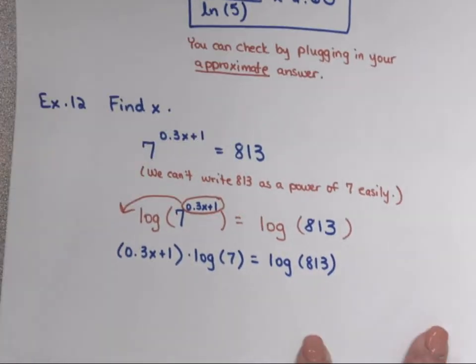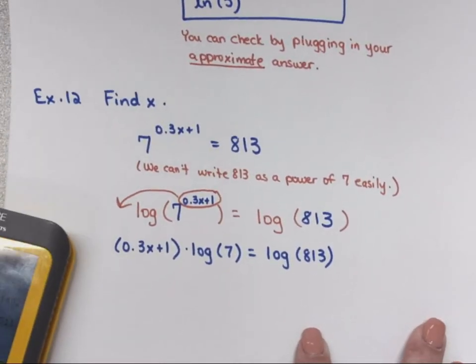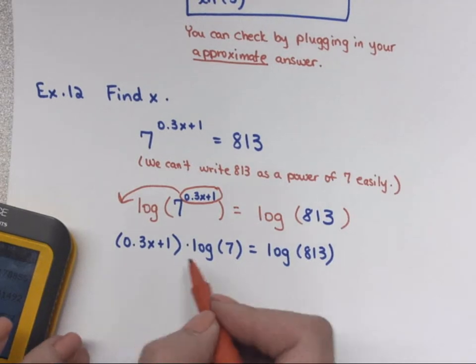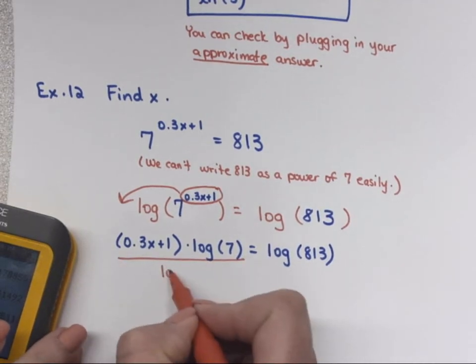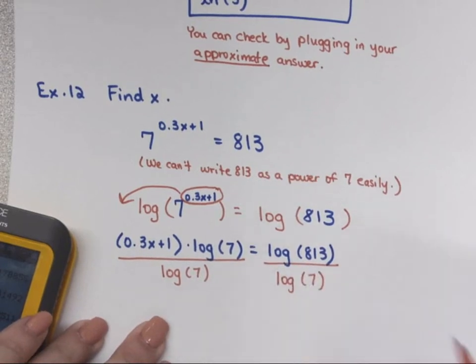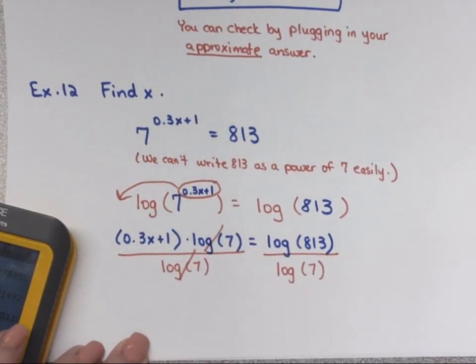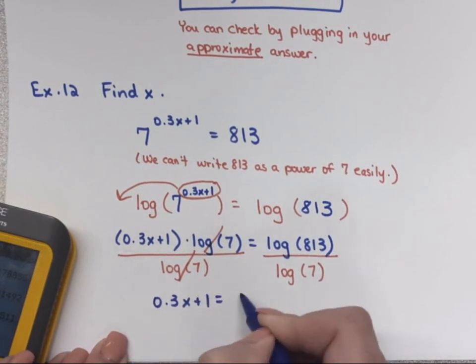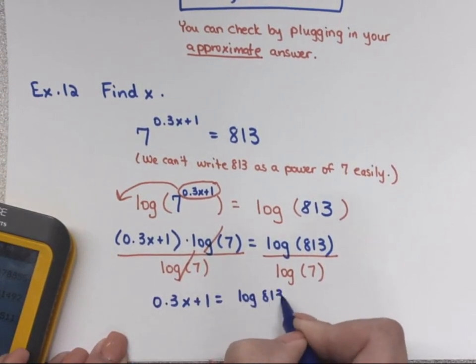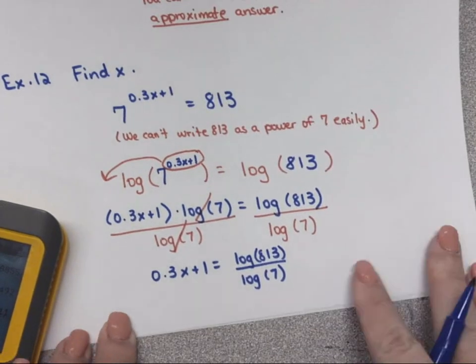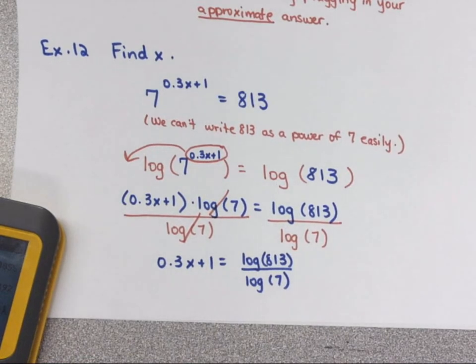So what am I trying to find or isolate? X is what I want to get all alone, right? So I just need to do some things that get me x all alone. So the first thing I would probably do is go ahead and divide by the log of 7. Whatever you do to one side, what do you have to make sure you do again? Same thing to the other side, right? So notice that's gone, and now I just have 0.3x plus 1 equals the log of 813 over the log of 7, which is just a number. It's not a pleasant one, but it's a number our calculator can handle just fine.